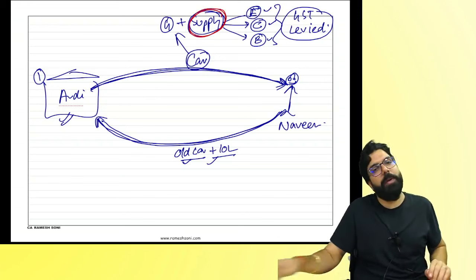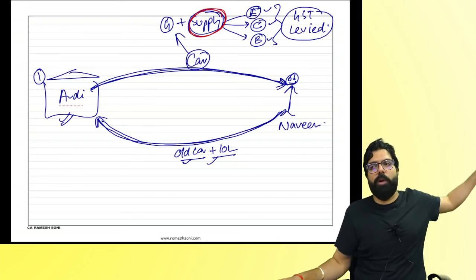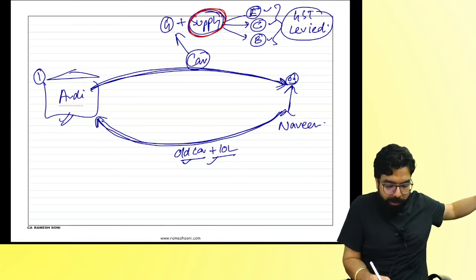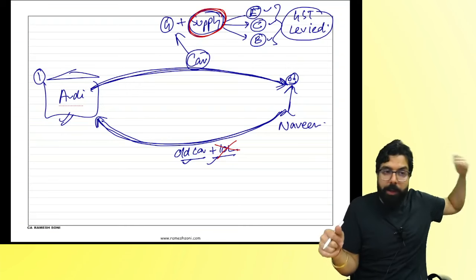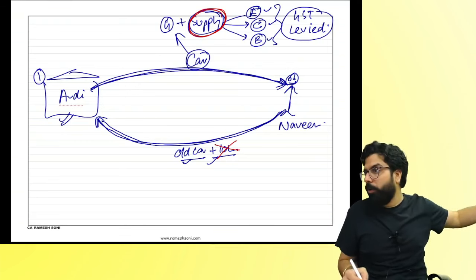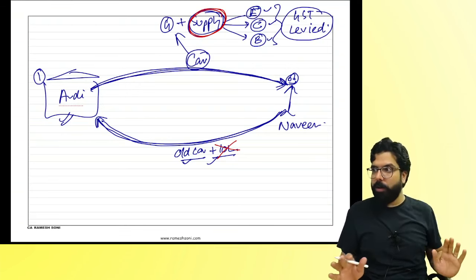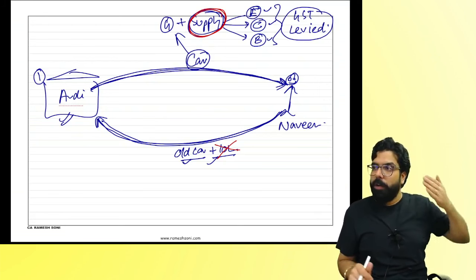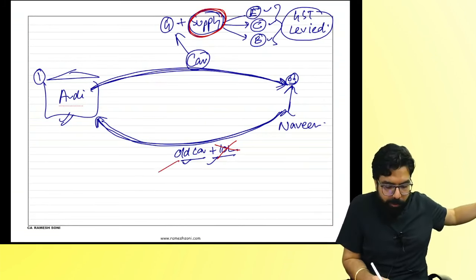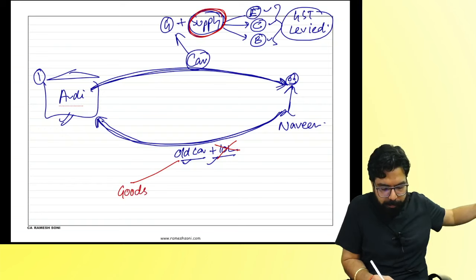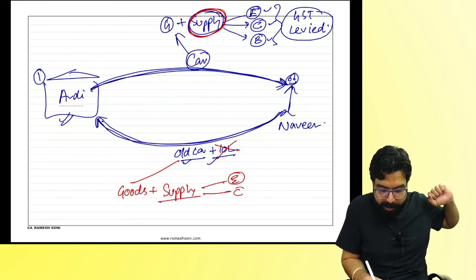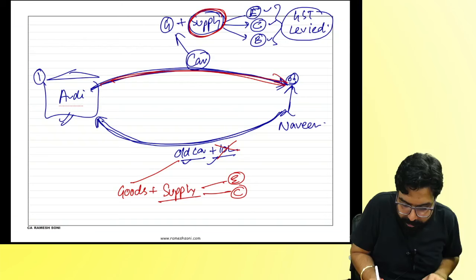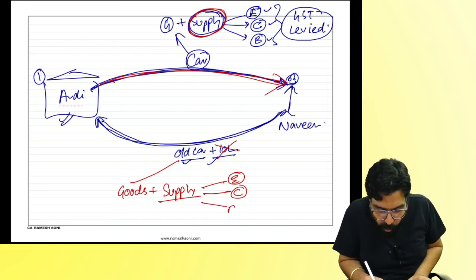Chalo. Now let's see from Naveen's point of view. Naveen gave an old car. Money is neither goods nor service, so GST can't come on money. But old car given. Yes or no, everyone? When he gave an old car, is old car goods? Is it supply? One minute. It's an exchange for a consideration. What is he getting in return? New car. Is it in the course of his business?